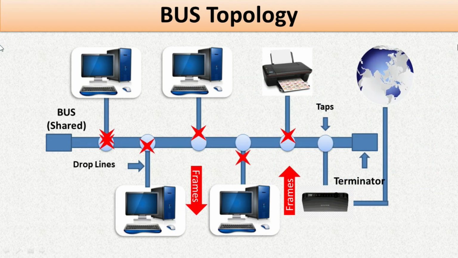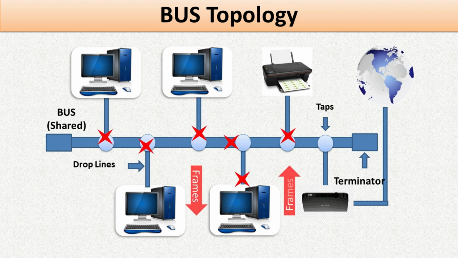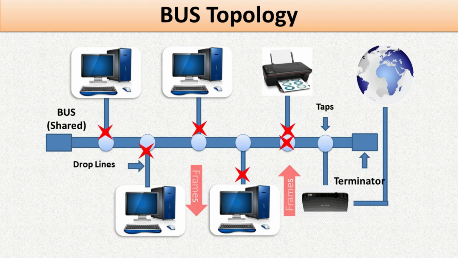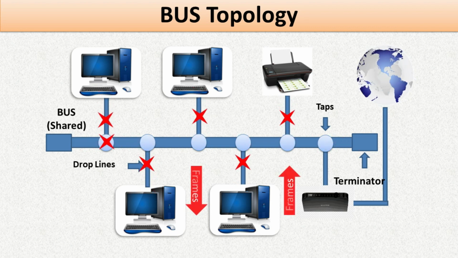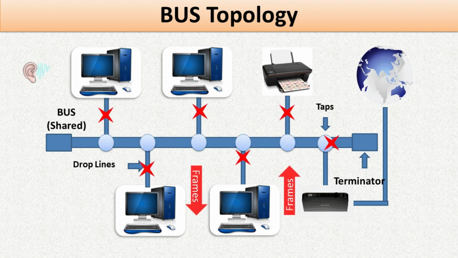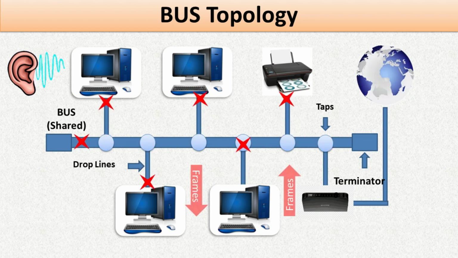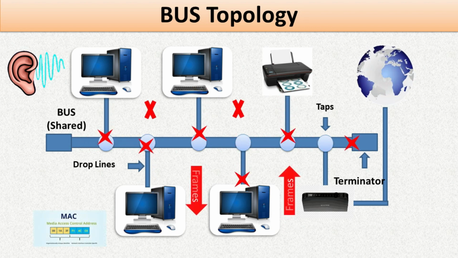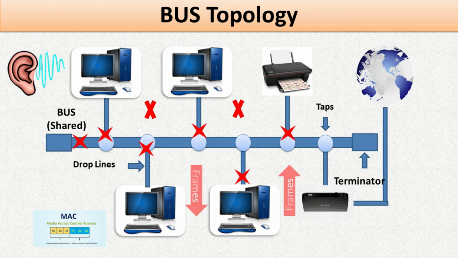In this topology, if a computer sends a data frame to a second computer, all the other computers connected to the same central cable also receive the data frame. That is, others can hear what the first computer is saying. However, only the intended or target computer accepts the frames. Others reject the frames by checking the destination MAC address in the received frame.